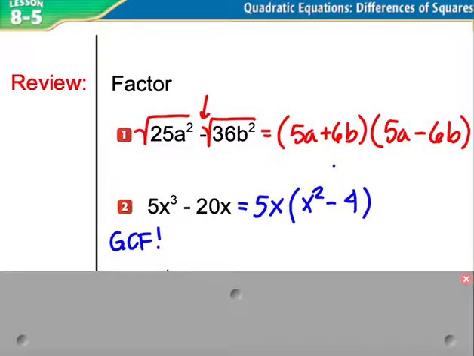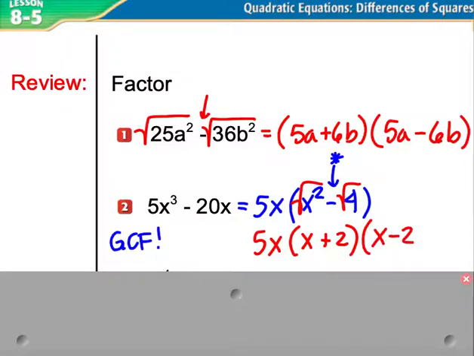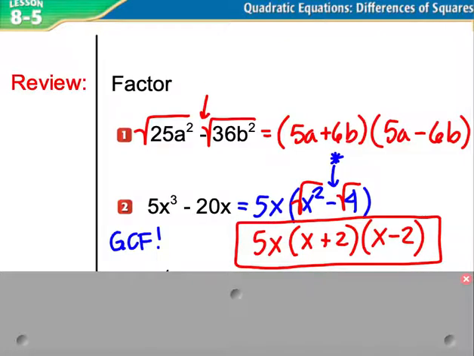We now have a difference of two perfect squares, so we can use that property we talked about yesterday and square root both of those terms. Drop down your 5x as your greatest common factor, and then x plus 2 times x minus 2. Once again, I think we're done here. We don't have any other perfect squares left to factor, so that would be your final answer for number 2.